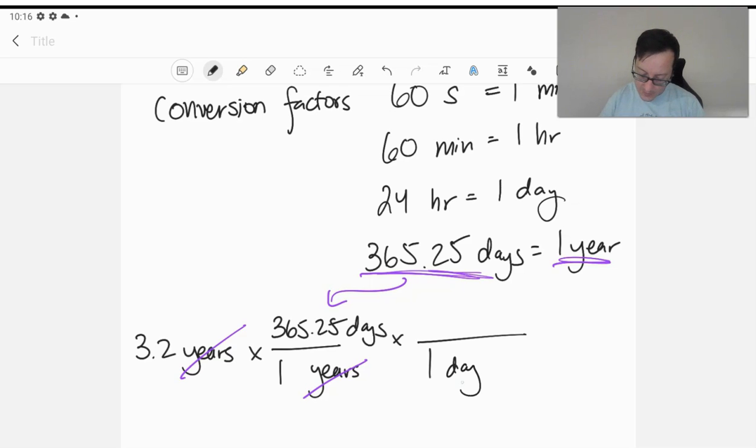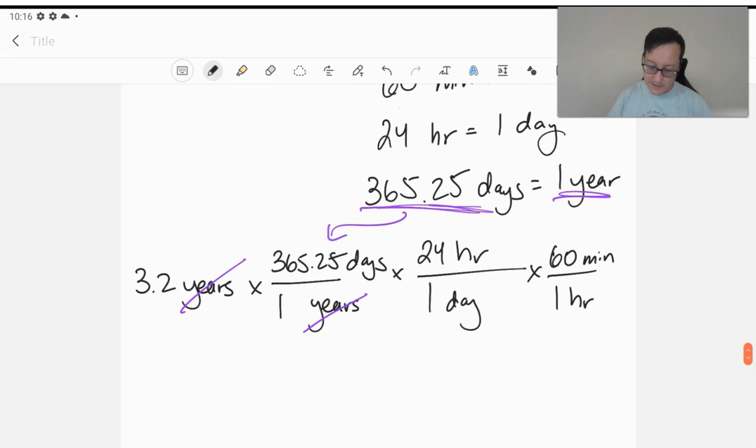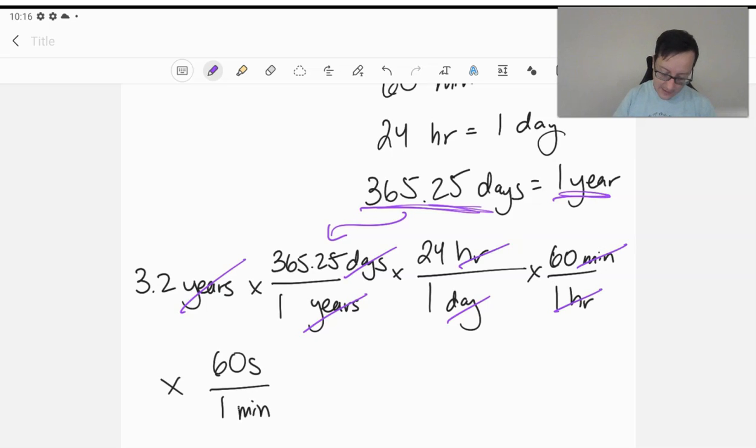So we know that 1 day is 24 hours. And 1 hour, is it H or HR? I don't even remember. Let's say HR. Is 60 minutes. And I've run out of room. But suffice it to say, we can also multiply by 60 seconds over 1 minute. And in doing so with all of this, we will have canceled out the days, canceled out the hours, and canceled out the minutes. We are left with the unit of seconds.